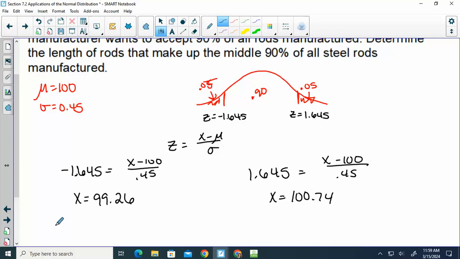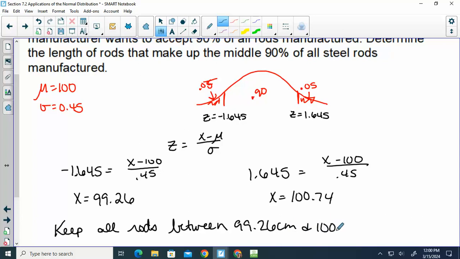So that means they will keep all rods between 99.26 centimeters and 100.74 centimeters. Anything smaller than the 99.26 or bigger than the 100.74 would get thrown out.